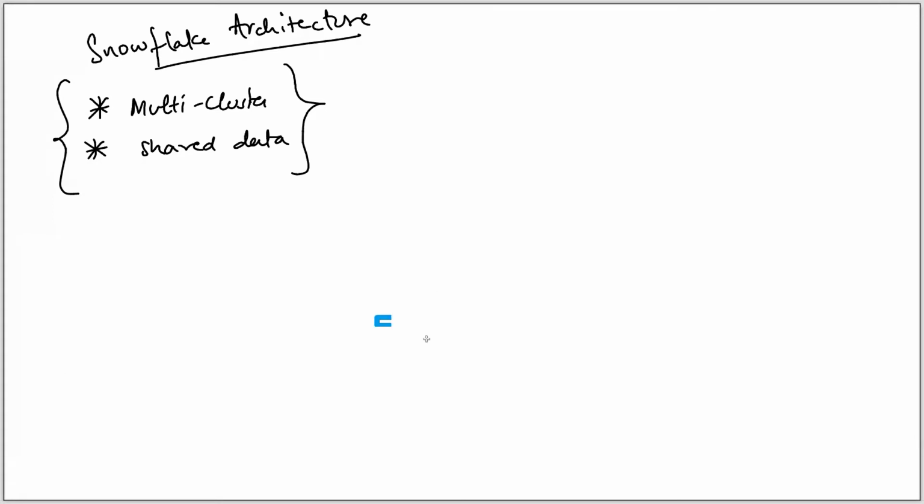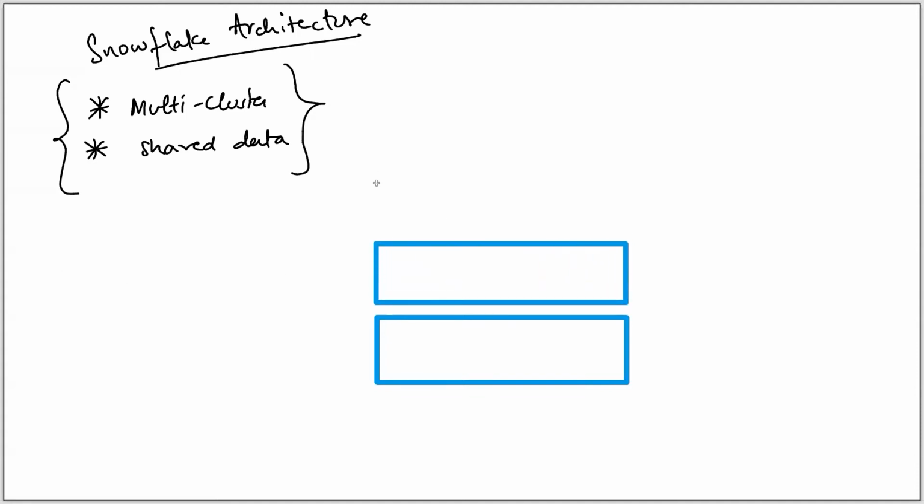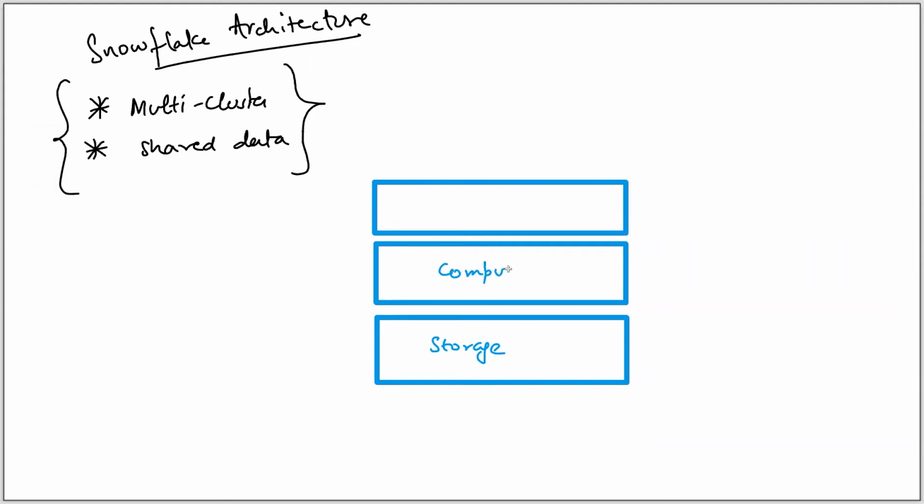So this is my storage layer, and this is my compute layer, and this one is my services layer. So on top of it, we have services layer. I'm just writing here, this is storage layer, compute layer, cloud services layer, or global services layer.